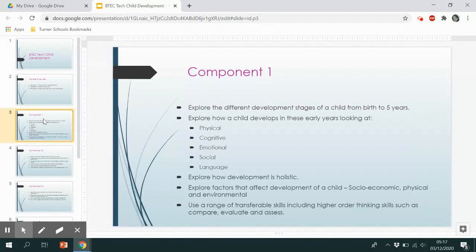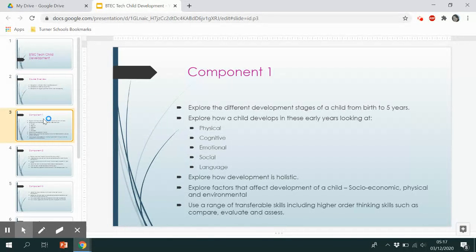Component 1. In this component, you explore different development stages of a child from birth to 5 years. We look closely at 0 to 18 months, 18 months to 3 years, and 3 to 5 years. We explore how a child develops in these early years, looking at the specific areas of development. These areas are physical, cognitive, emotional, social, and language.